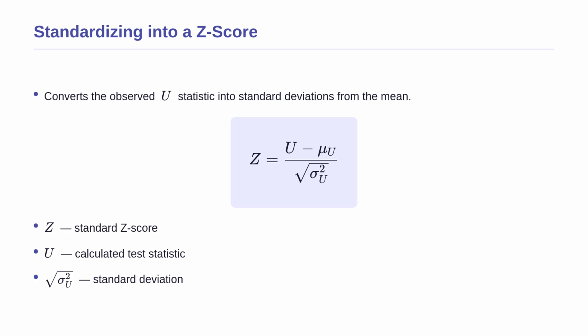Once we have both the mean and the variance, we can standardize our observed U statistic into a z-score. The formula is z equals U minus mu U divided by the square root of the variance, which is the standard deviation. The resulting z value tells us exactly how many standard deviations our observed U statistic is away from what we would expect by random chance. A very large positive or negative z value indicates that the two groups are genuinely different.